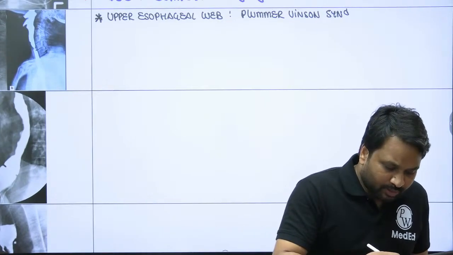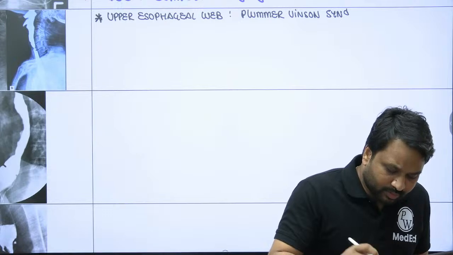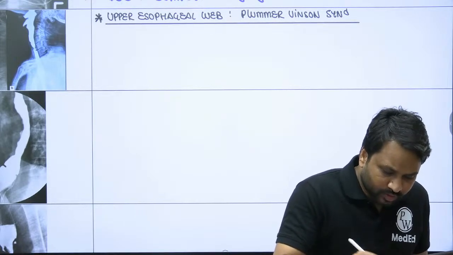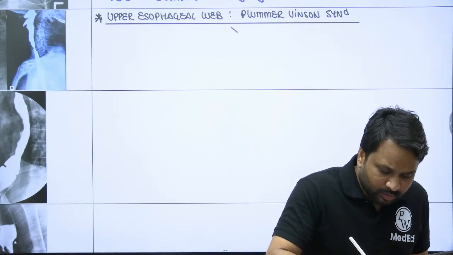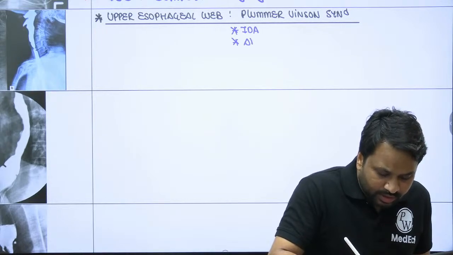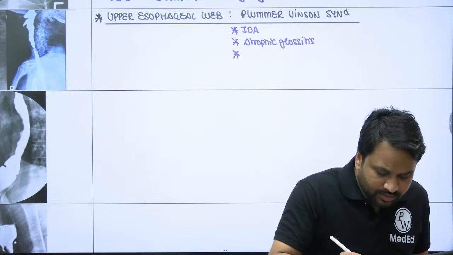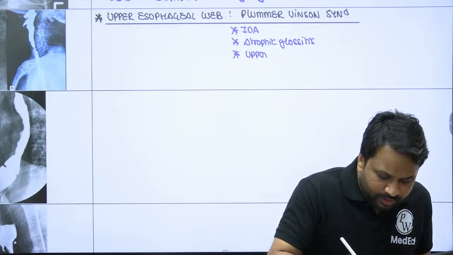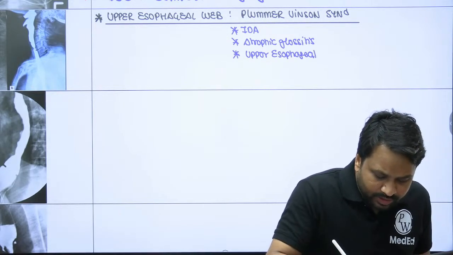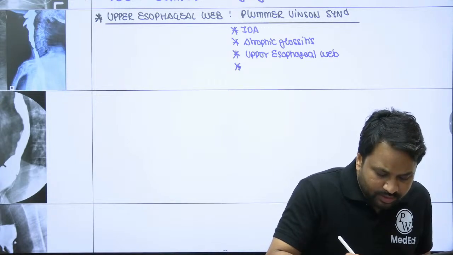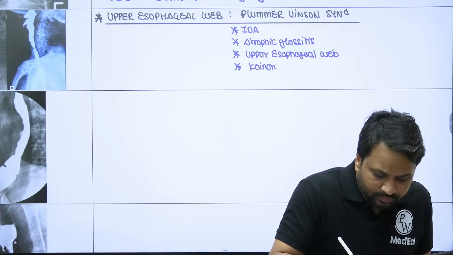So when we say Plummer-Vinson syndrome, what are the components of Plummer-Vinson? Number one is iron deficiency anemia. Number two, there is atrophic glossitis. Presence of upper esophageal web, associated with koilonychia as well as splenomegaly.